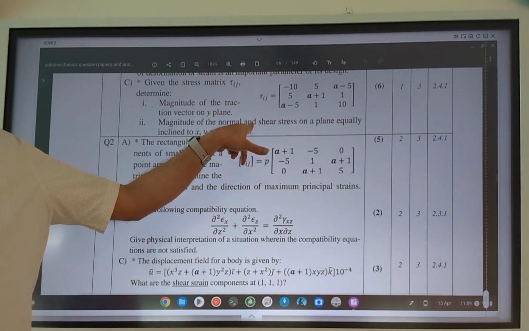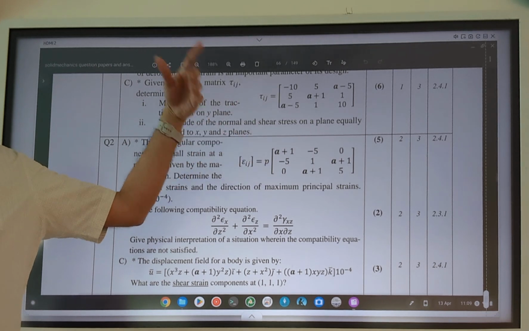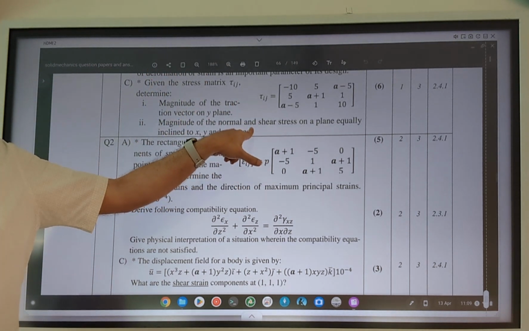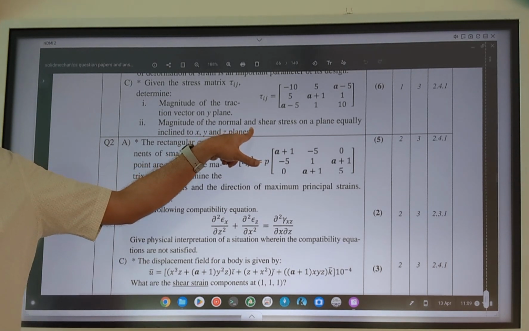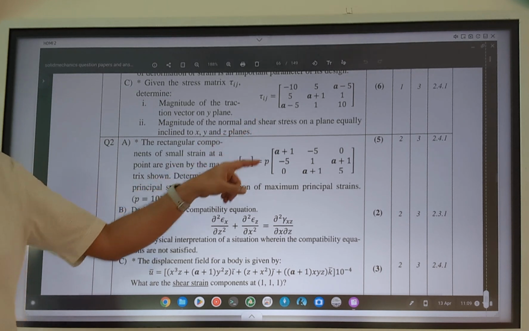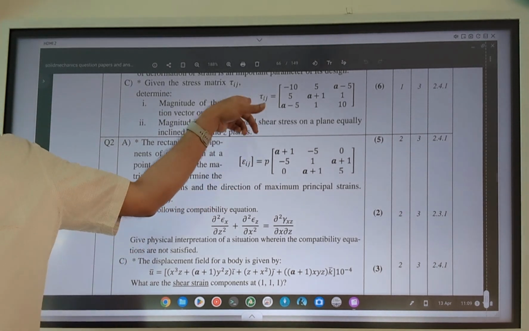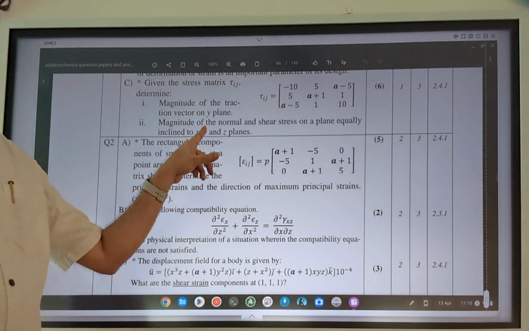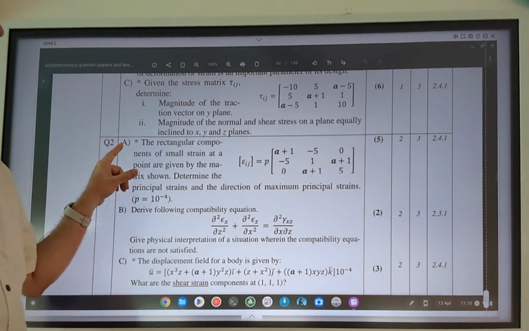So this batch was easy, so I had the same question as what we solved in the classroom. For equally inclined, the direction cosines are 1 by root 3, 1 by root 3, 1 by root 3. Since it has come last year, you will not get the same. So you have to prepare something more.